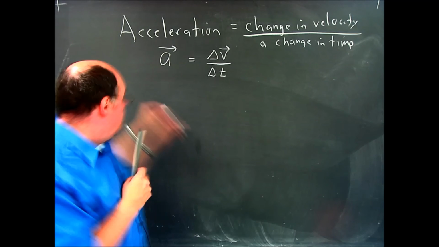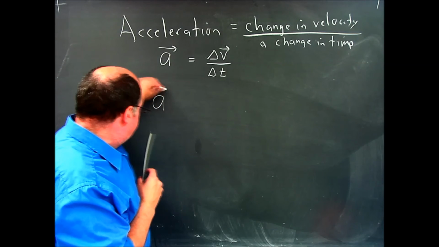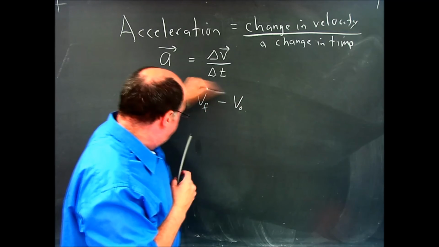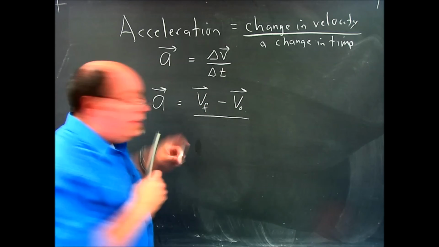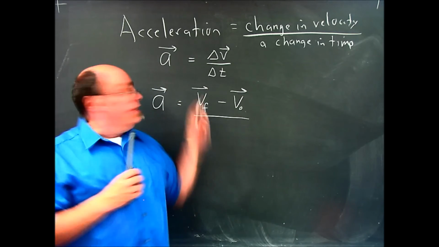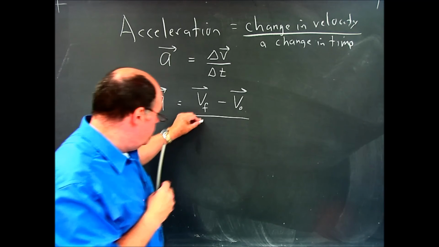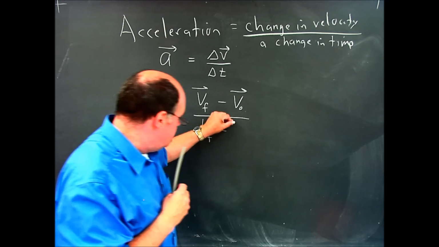And if I expanded that a little bit, I would say the acceleration is going to be equal to v final minus v initial over... Now, instead of continuously saying delta t is t final minus t initial, I don't want to keep on doing this. So delta t is t final minus t initial.